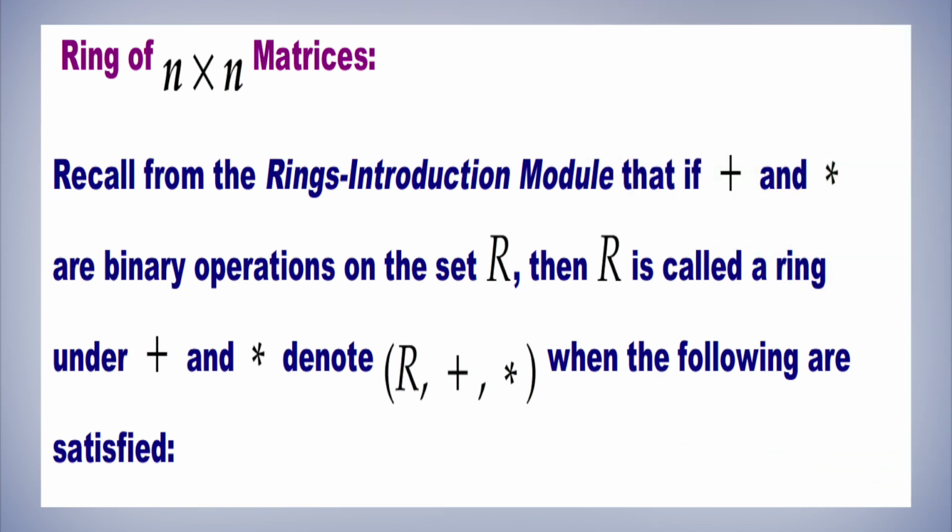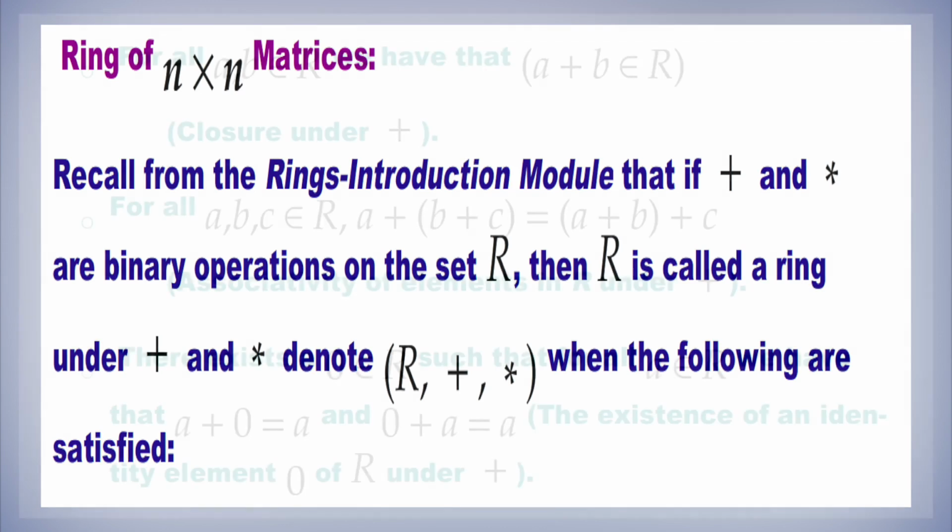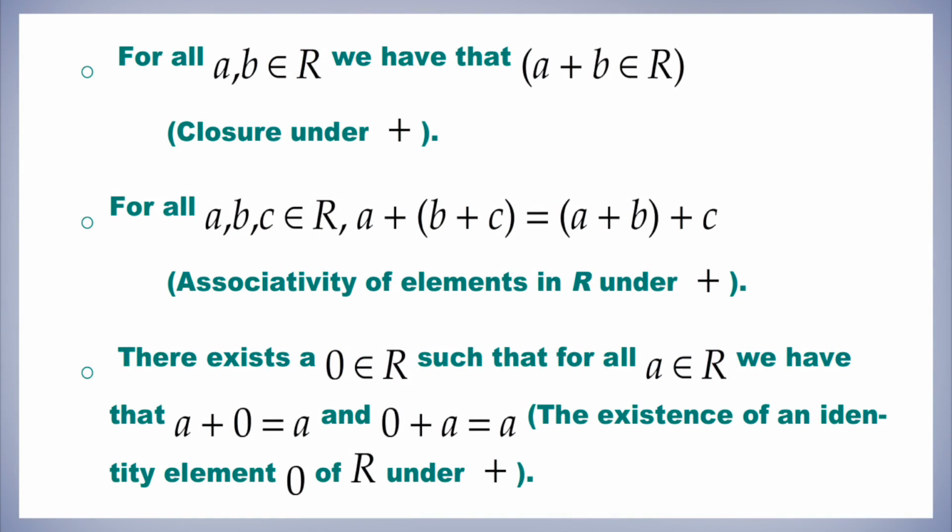Recall from the rings introduction module that if plus and star are binary operations on the set R, then R is called a ring under plus and star. It's denoted as (R, +, *) when the following are satisfied. For all a, b in R, we have that a + b is in R, closure under plus. For all a, b, c in R, (a + b) + c = a + (b + c), associativity of elements in R under plus.